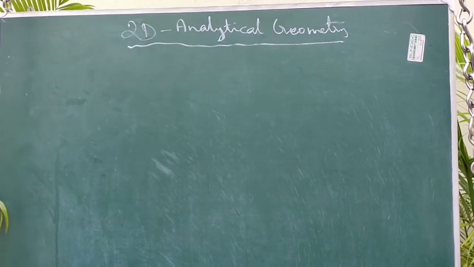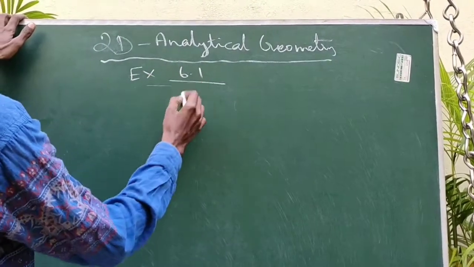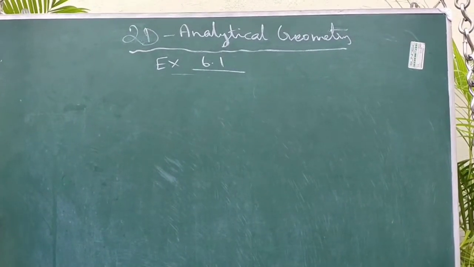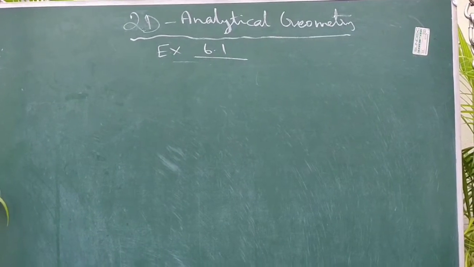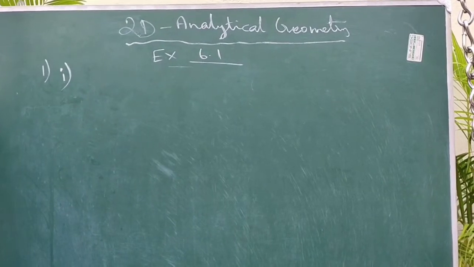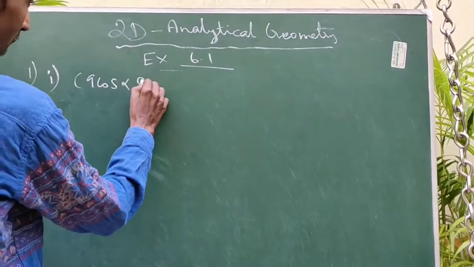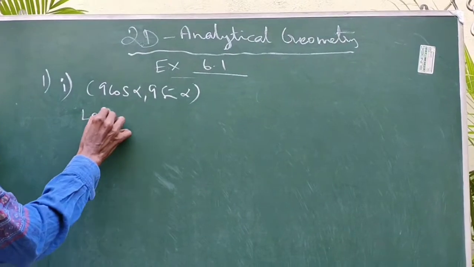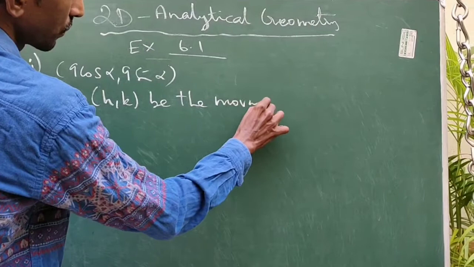Okay, so exercise 6.1. We are going to solve the problems one by one. The first problem is: find the locus of the point P if, for all values of alpha, the coordinates of the moving point P are given. The first subdivision: the coordinates of the moving point P are 9 cos alpha, 9 sin alpha. Always consider the moving point as h, k. Let h, k be the moving point.